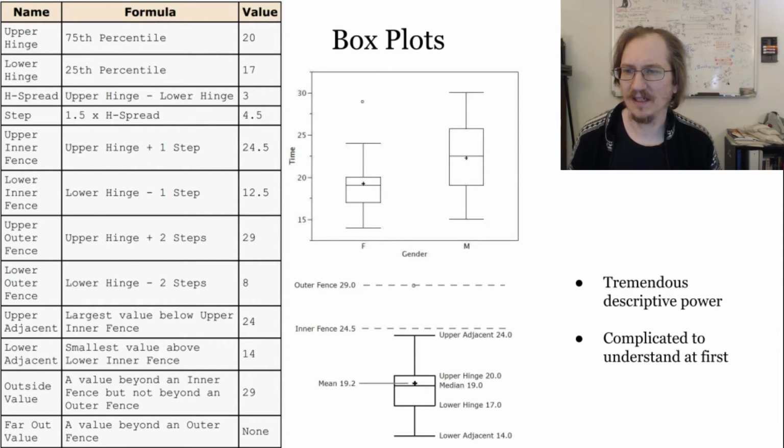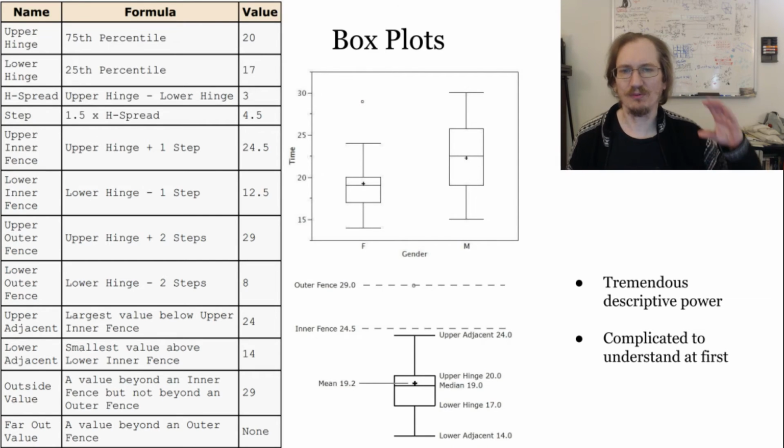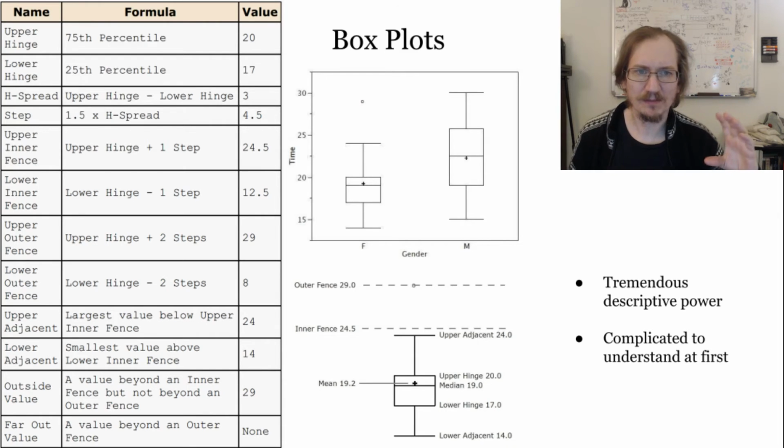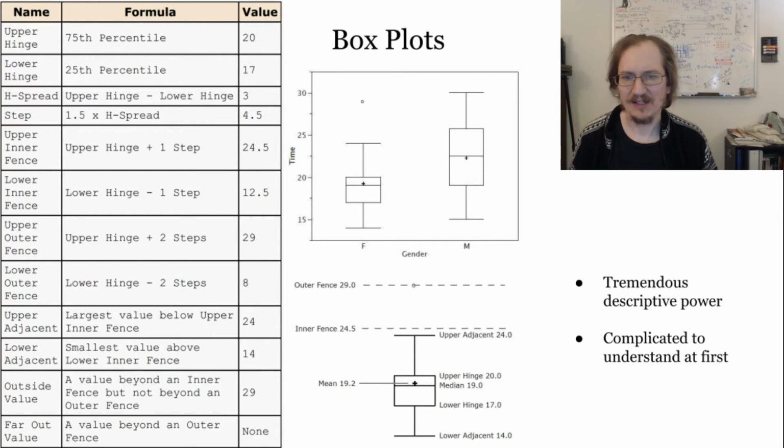So the upper adjacent and lower adjacent. You compute this spread, which is the horizontal spread, the distance between the upper hinge and lower hinge, and then you create the step by multiplying that distance by 1.5. And then you get these fences, which are these regions above and below the box plot itself, and that just shows you where to mark these outside values with just a dot or something.